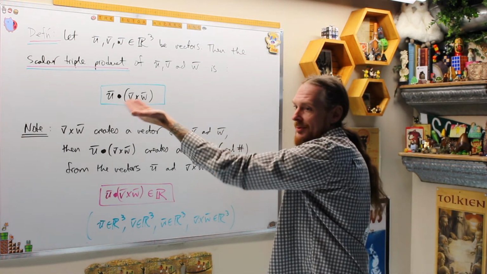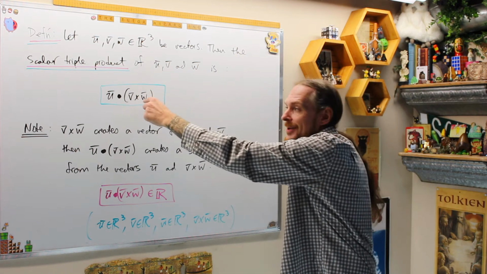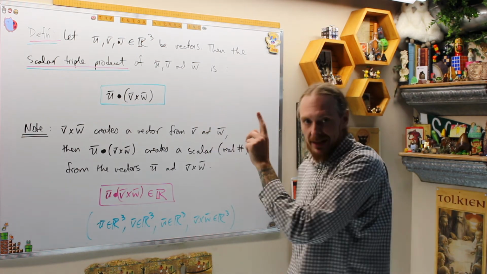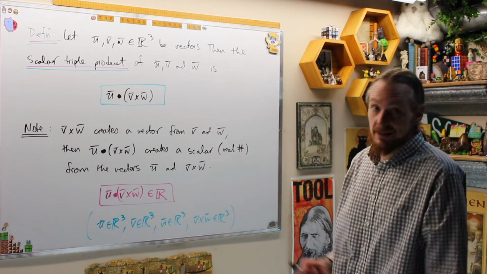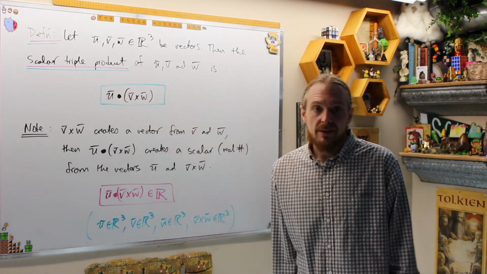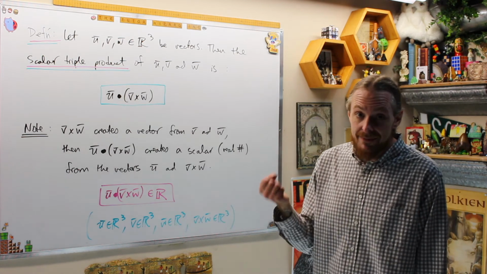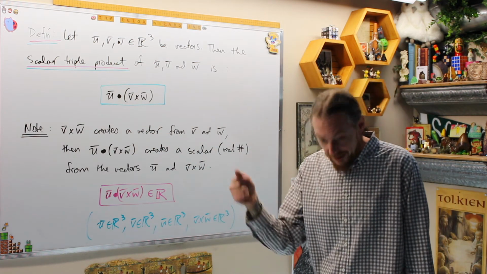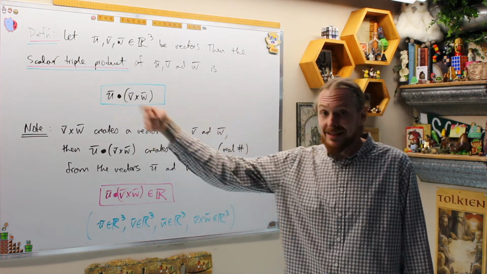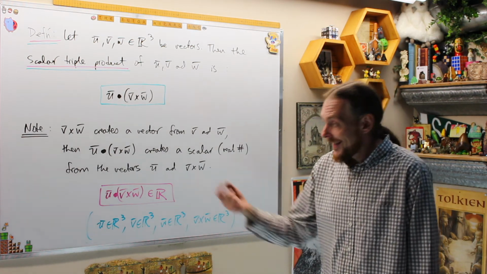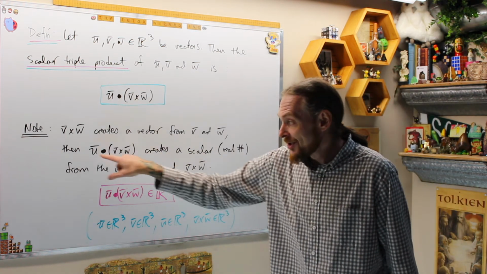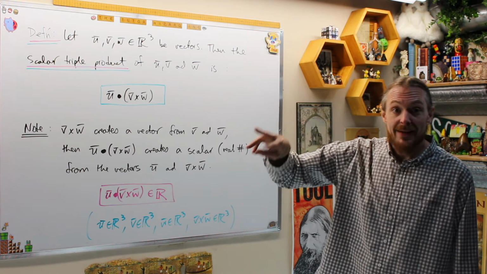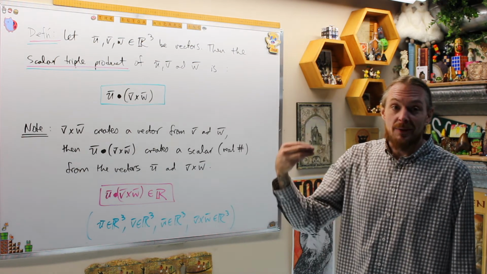That number, I know in symbols it all looks Greek to you right now, but this is a real number, and that real number is going to represent the volume of the parallelepiped determined by u and v and w in a second, but it's a number. So u dot v cross w is going to be the scalar triple product of u and v and w. Note that v cross w creates a vector. It's a vector operation. So given two vectors v and w, it creates another vector v cross w. And then when I take that vector and dot product with another vector u, that's going to create a real number or a scalar.